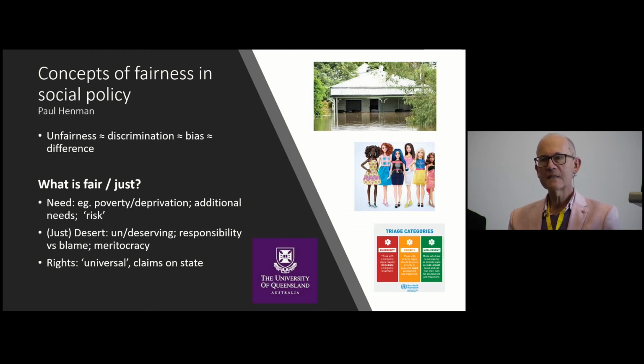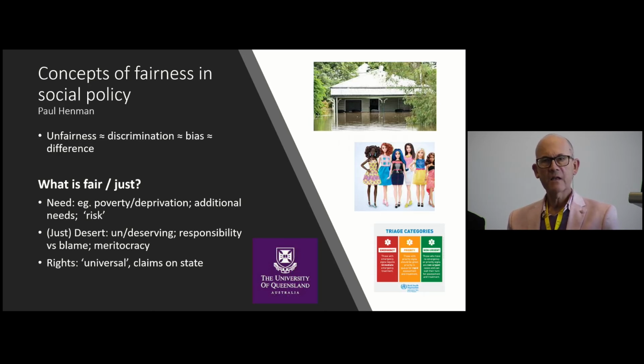And there are different ways in which we may think about what is fair and just. One is on the basis of need. So we talk about the focus of providing the social support for those in need in terms of poverty or deprivation, or those with additional needs, such as those raising children or those with a disability. And also need in terms of risk. Are you at risk of long-term unemployment, or are you at risk of recidivism?